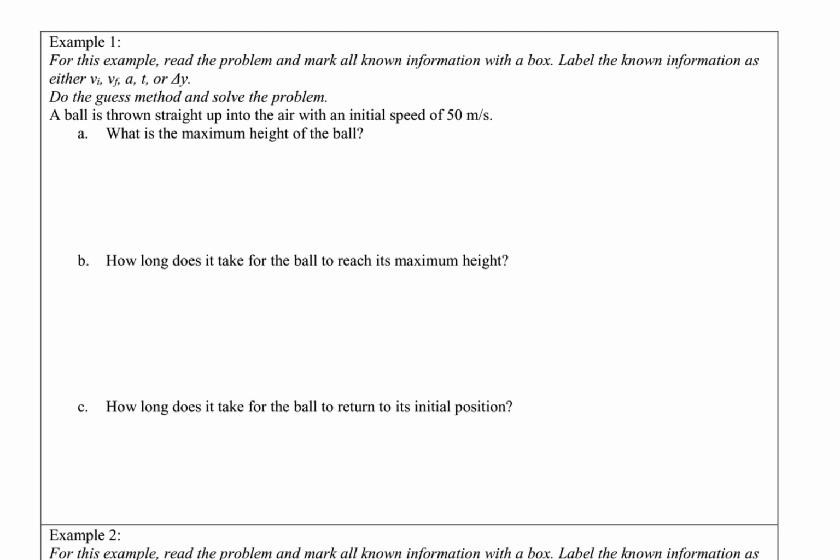So, for the first one, for all of these, I want you to box all of the known information, tell me what it is, and then do the GUESS method to solve the problem. Here, a ball is thrown straight up into the air with an initial speed of 50 meters per second. So if it's thrown straight up, we're talking about a free fall problem. The acceleration is g, so 10 meters per second squared, down. The initial speed is the 50 meters per second, and I want to know the maximum height.